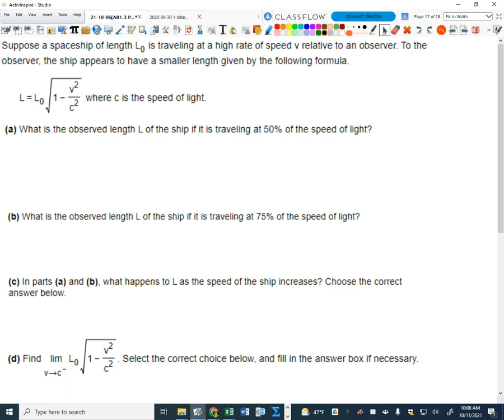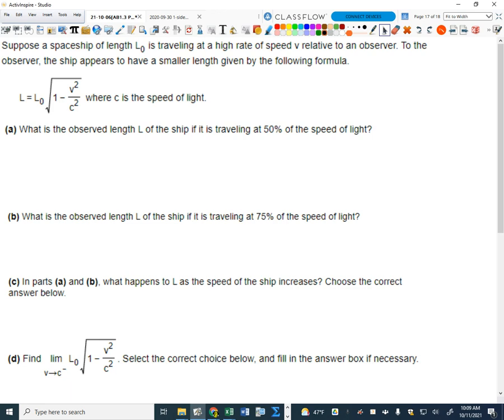Okay. c is the speed of light. What is the speed of light, by the way? Anybody know? It's $300 million meters per second, roughly. It's about 186,000 miles per second. So it's fast, right? Very, very fast.